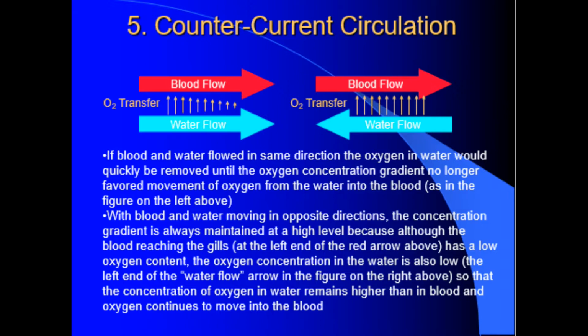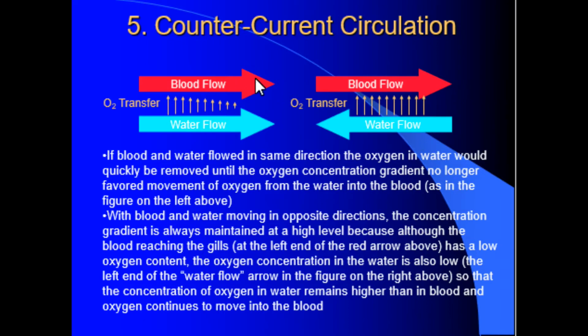The situation that's going on is not the one on the left, but the one on the right. This is where the blood and the water are flowing in the same direction. This is what would happen. The water's got a high oxygen concentration. The blood has a low oxygen concentration. So as time goes on, this oxygen flows from high to low, high to low, high to low. Well, the blood is building up a higher oxygen concentration. The water is losing oxygen concentration.